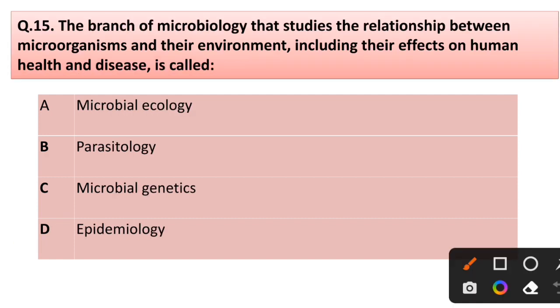Question number 50. The branch of microbiology that studies the relationship between microorganisms and the environment, including their effects on human health and disease, is called microbial ecology, parasitology, microbial genetics, epidemiology. Correct answer is option A, microbial ecology.